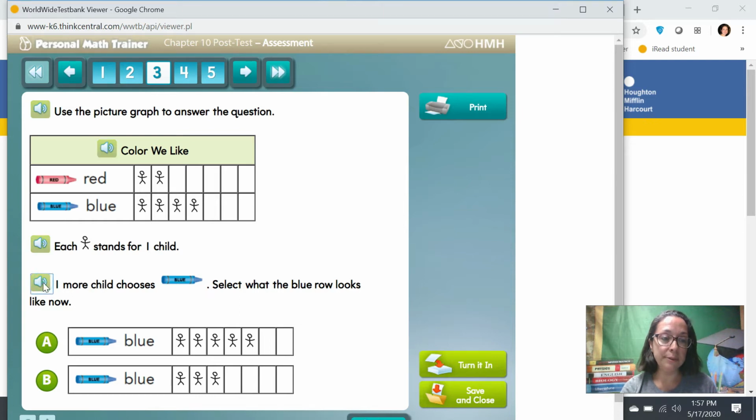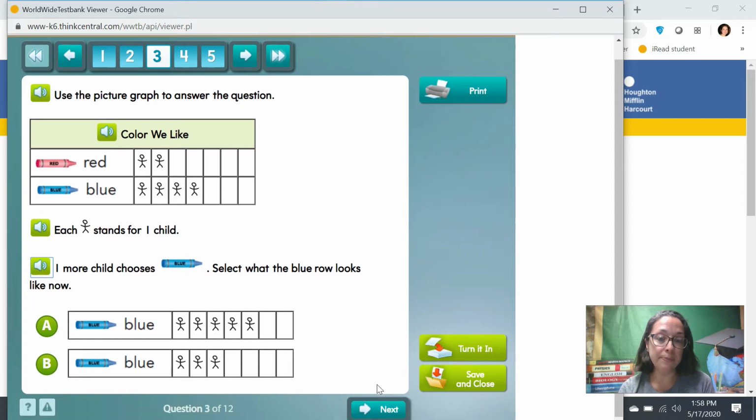This question. One more child chooses blue. Select what the blue row looks like now. Okay, so dice que si hay otro niño que escoge azul, ¿cómo luciría la gráfica ahora? So this is what we have for blue now. What if one more child chose blue? What would it look like? Which one of these? Aquí se parece ahora así, pero si un niño más escoge azul, va a mirarse así o así. Tienes que escoger cuál.